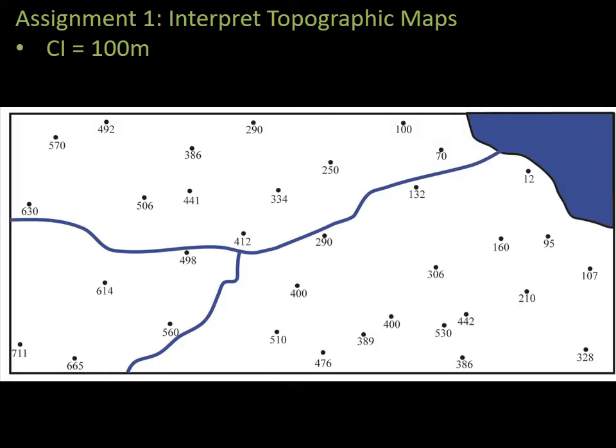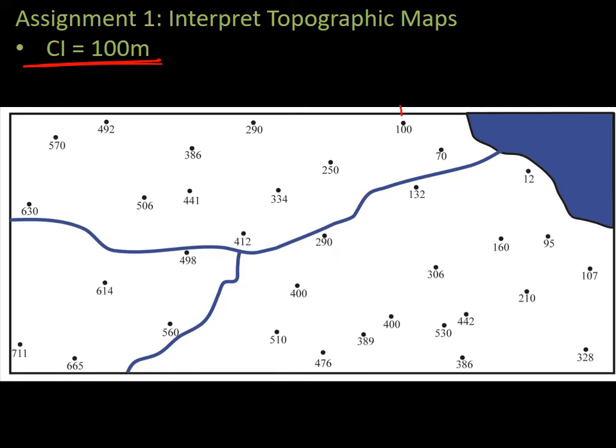In this part of the assignment, you're going to be using this map and these elevations to create the corresponding topo map. The contour interval here is 100 meters, meaning you're going to draw contour or topo lines at 100, 200, 300, 400, all the way up to 700 meters. And so I'll do the first one here for you. Let's start at 100 meters elevation and draw the corresponding topo line for 100 meters.